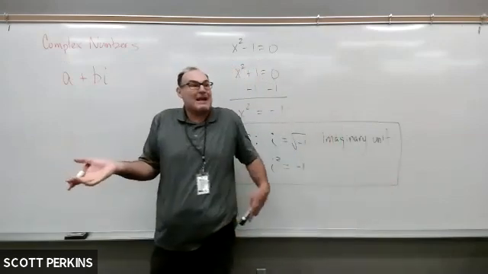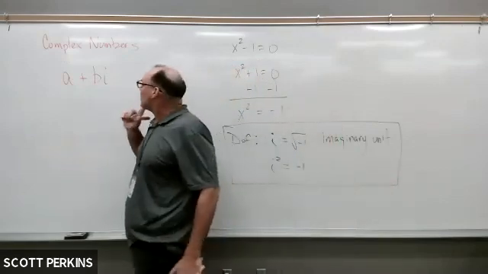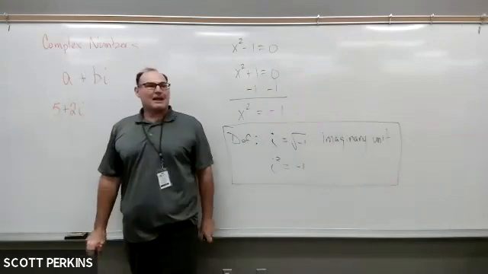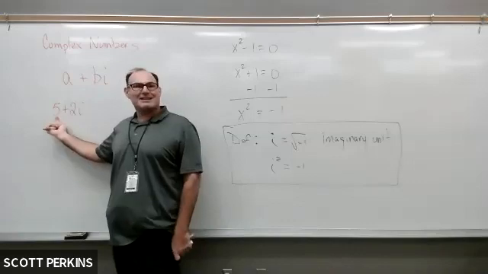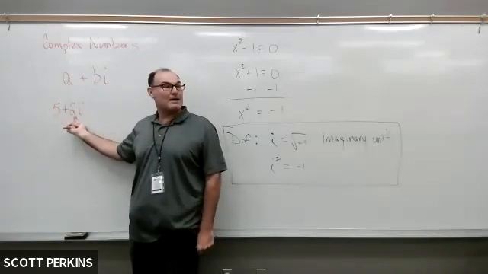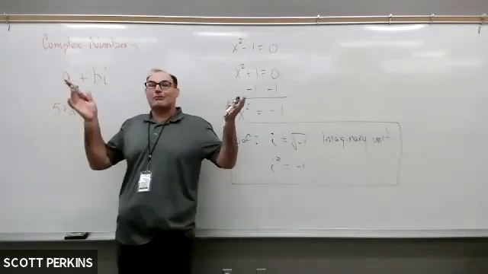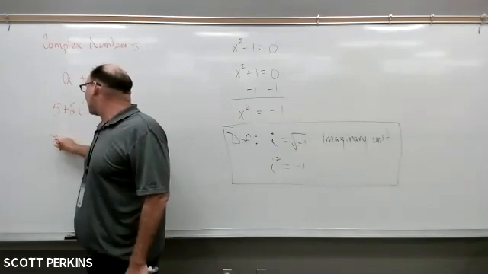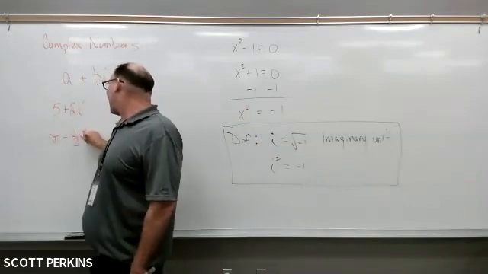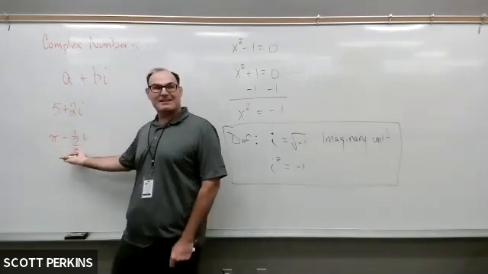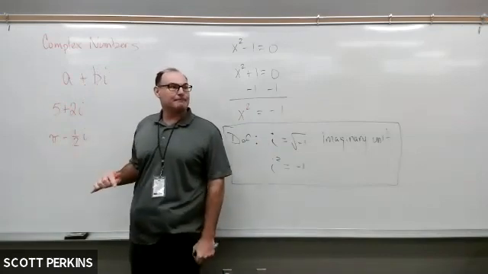So here's just some examples of complex numbers. For instance, 5 + 2i, that is a complex number. The real part is 5. The imaginary part is 2i. And you can write down a complex number with any values. I can have pi - 1/2 i. The real part is the number pi. The imaginary part is -1/2 i.